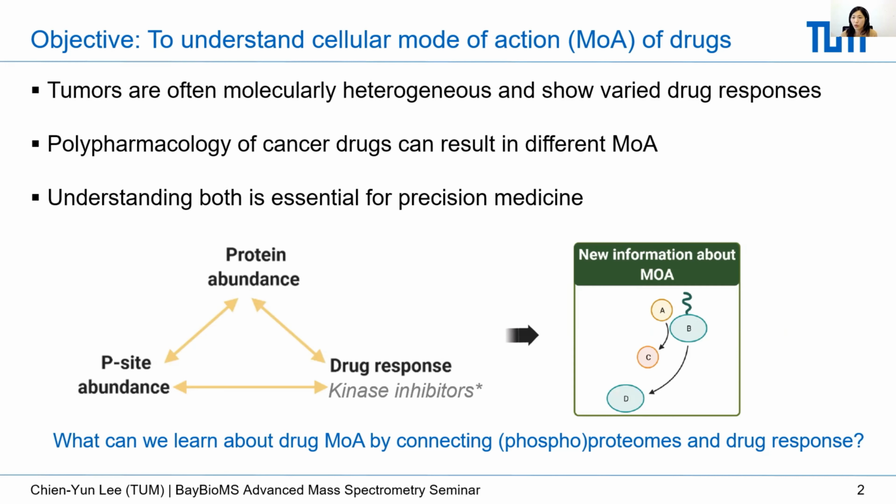So in this study, we're especially interested in kinase inhibitors because, first, phosphorylation is often dysregulated in cancer. And we also want to add a dimension of the phosphoproteome in this analysis. By connecting these with each other and with the drug response from the kinase inhibitors, we want to learn more about the mode of action of those kinase inhibitors. So basically, we ask a question: what can we learn about the mode of action by connecting the baseline full proteome and phosphoproteome with drug response?